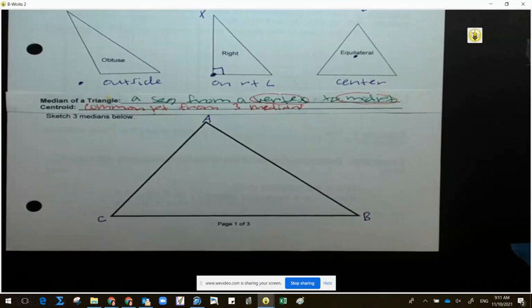I know the word median sounds like the midpoint. It is part of it, but not just the midpoint. It has to do with the vertex.